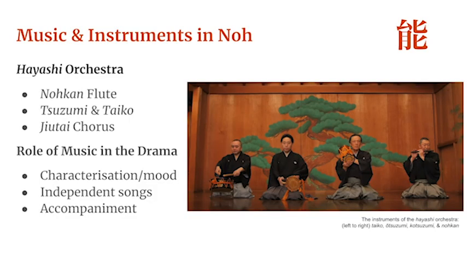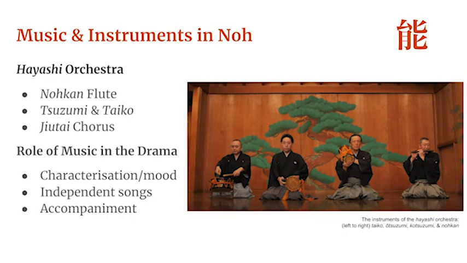It could be to characterize and represent a character's personality, or to simply set the mood for a scene. It can be performed independently, as an independent song or introductory piece of music, for example, like an overture, or just another section of music, independent of the drama. Or it can serve as accompaniment to a scene or a dance.